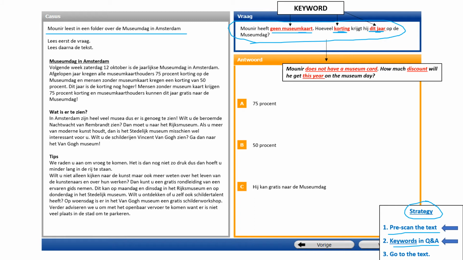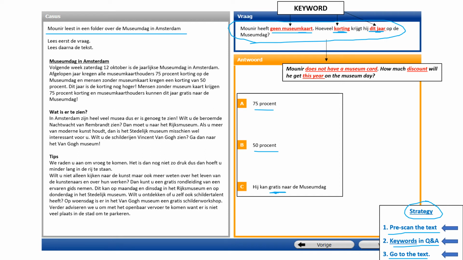So now let's have a look at which possible answers there are. As you can see, the answers A and B are both percentages. A is 75%, B is 50%, and in C it says hij kan gratis naar de museumdag. So he can go to the museum day for free. Okay, great. Now we've read the possible answers and also marked the keywords, so we should be ready to move on with step 3 of the strategy, which is to go to the text. And when we move to the text, we're going to try to link keywords from the question and from the answers to information in the text.